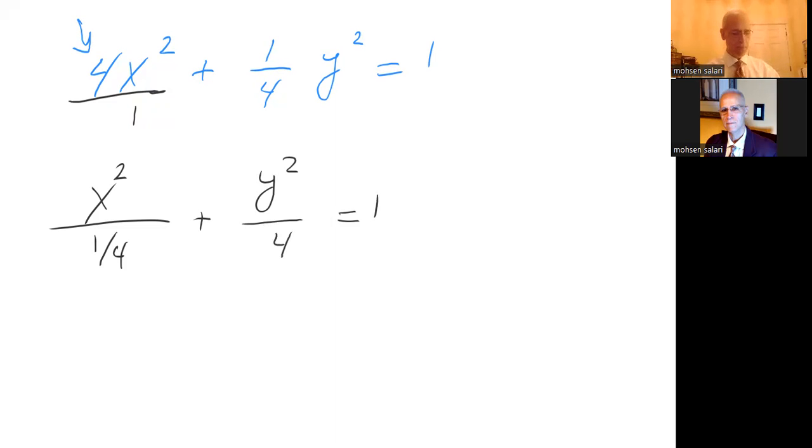And this is going to be part of an ellipse. The major axis is vertical, and the minor axis is horizontal. And let's make a table of values. Actually, let me go ahead and go to the next page, to make it easier.